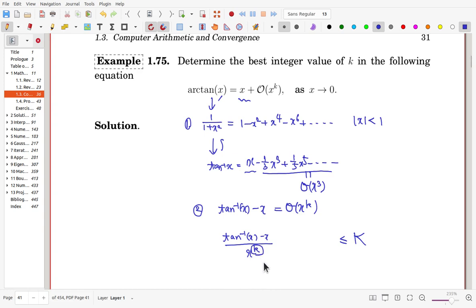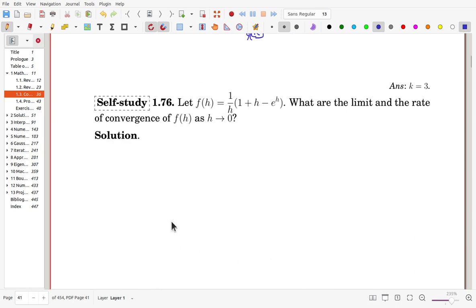You may start with case 1, and if you choose some different k from 3, then this quotient may blow up or converge to 0. Only when it is 3, then you will see that this is bounded by a constant. Okay, so you can solve the problem in this way. Either way, you can solve the problem.